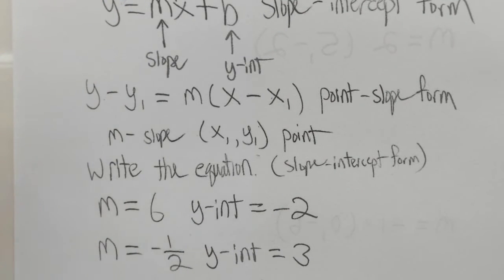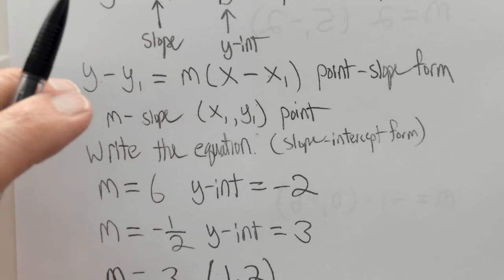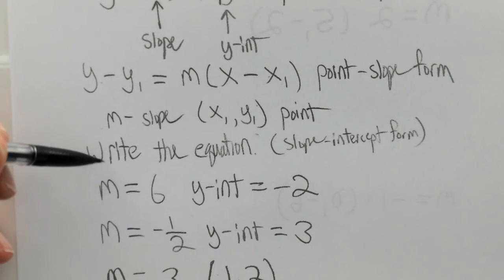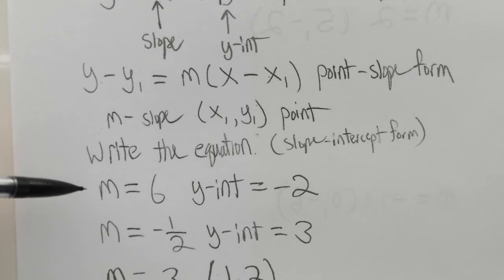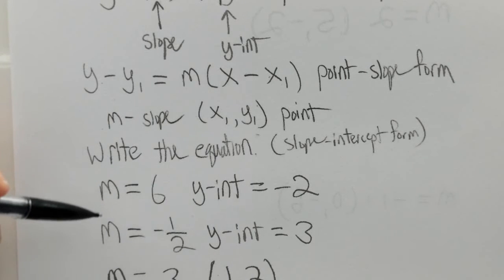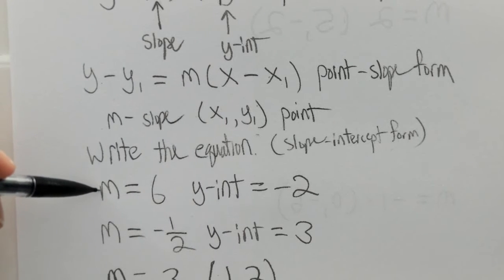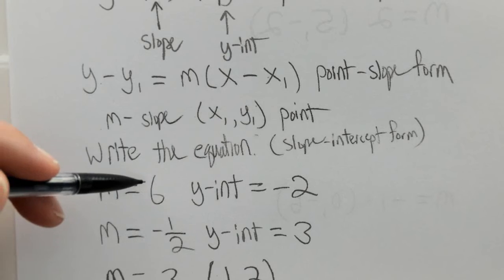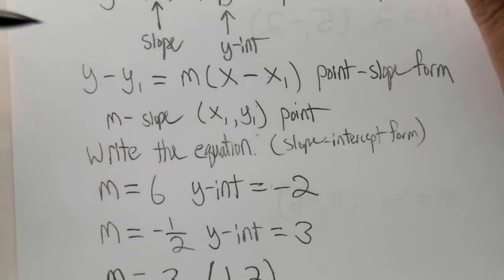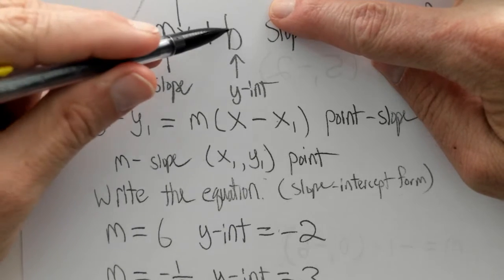All right, so let's take a look at some problems. The question for us is to write the equation in slope-intercept form. They're giving us some information about the line, and we've got to use that information to write the equation of the line in slope-intercept form. Here's the first example. It tells me the slope is 6 and the y-intercept is 2. Remember, to write it in slope-intercept form, the two things you need are the slope and the y-intercept.